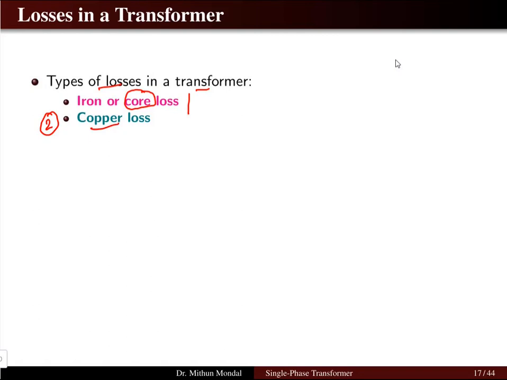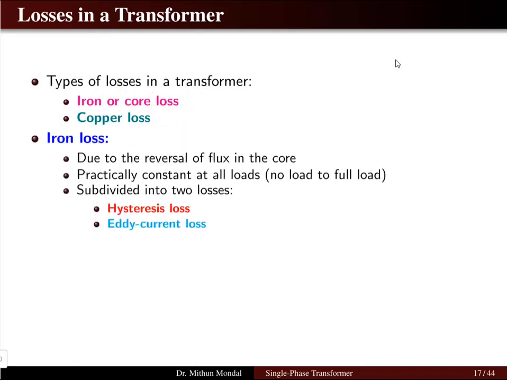The copper losses are the losses which are due to the current flowing in the conductor. These conductors are made up of copper, which has a suitable resistance, and hence the copper loss is represented by I square R. So I square R losses are basically the copper losses, and iron or the core losses are the losses due to the hysteresis and eddy current effect in the core that we are going to see.